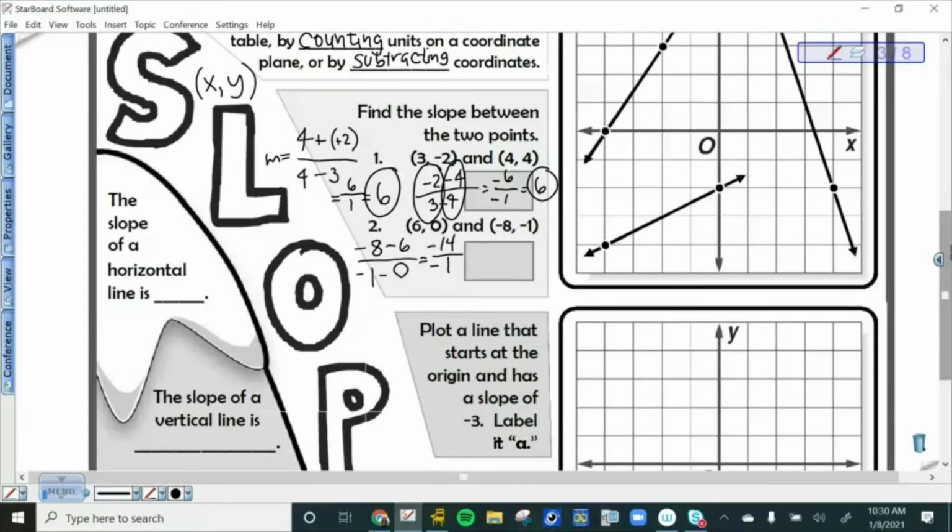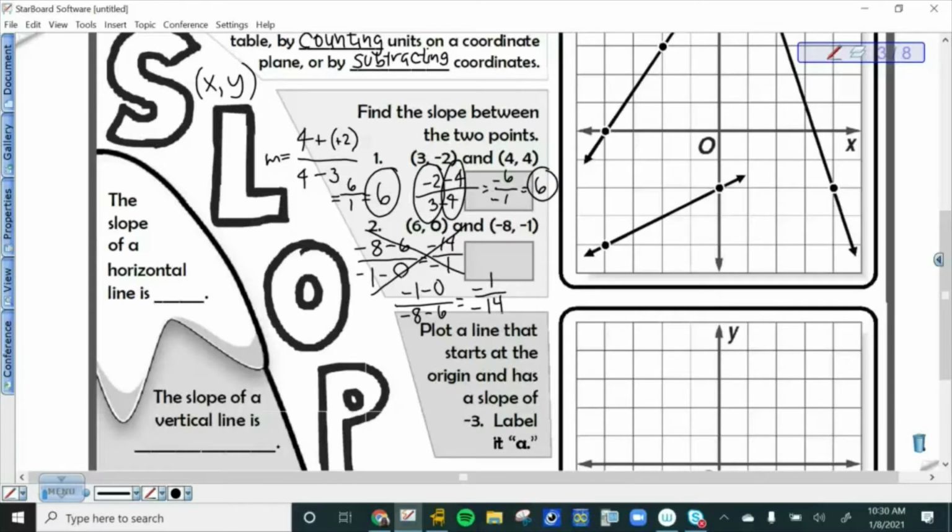So let's rewrite that. So what's my y values? Negative 1 minus 0. What's my x values? Negative 8 minus 6. So now I get negative 1 over negative 14.